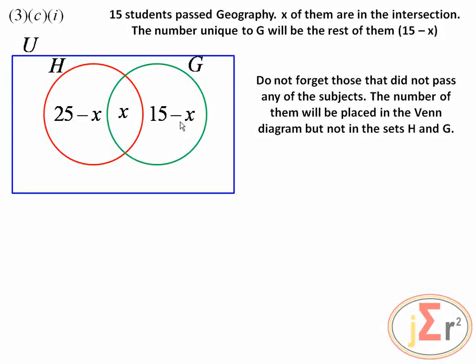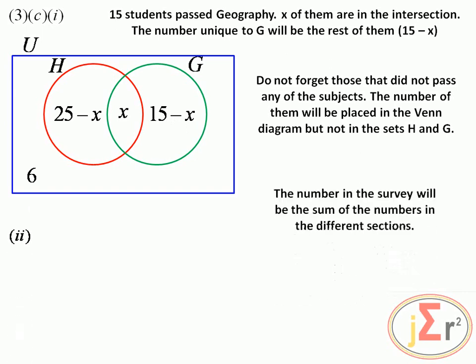Do not forget those that did not pass any of the subjects. When we are doing set theory, that figure, those elements are the ones that are the easiest to forget. The ones that are in the Venn diagram, but not in any of the sets that we have inside there. So do not forget those that did not pass any of the subjects. The number of them will be placed in the Venn diagram, but not in the sets H and G. There we have them, 6 of them.